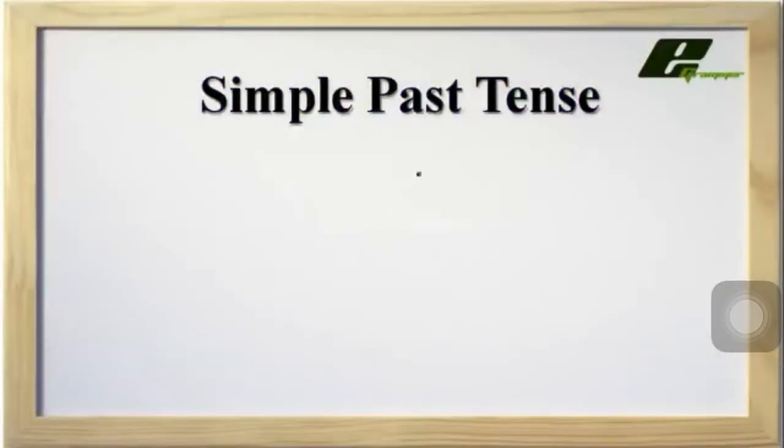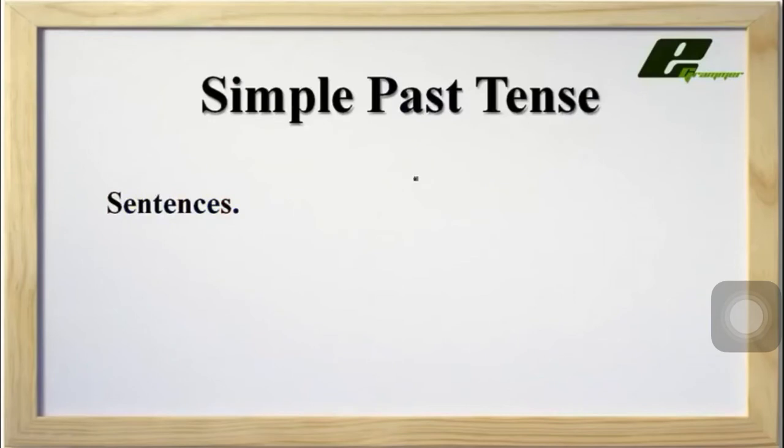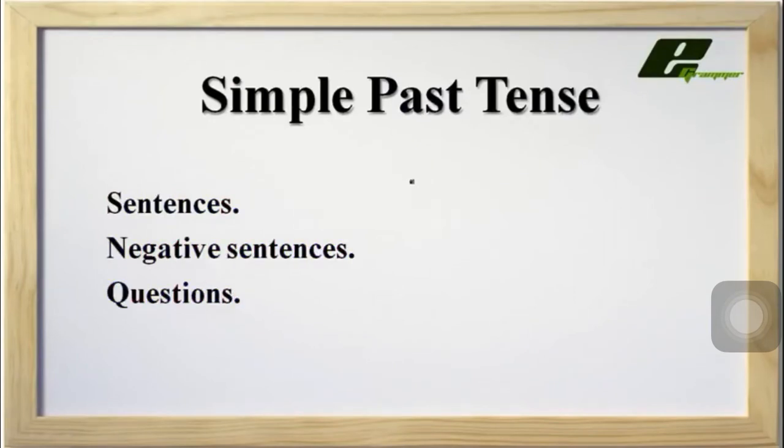Everyone, let us see simple past tense today. In this part, we are going to see sentences, then negative sentences, and then questions. Now a question comes in our mind. When do we use this simple past tense? Listen, we use simple past tense to talk about things that had happened in the past at a specific time. For that purpose, we use simple past tense.